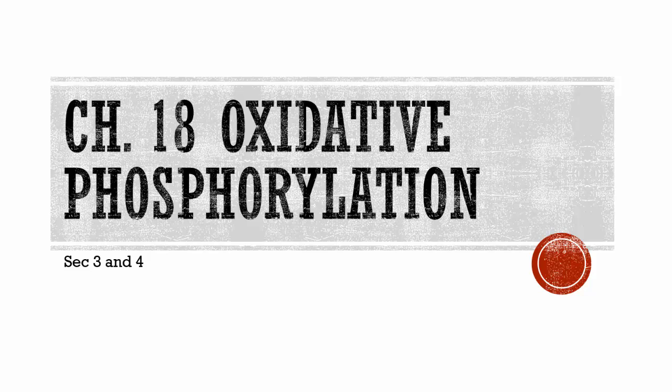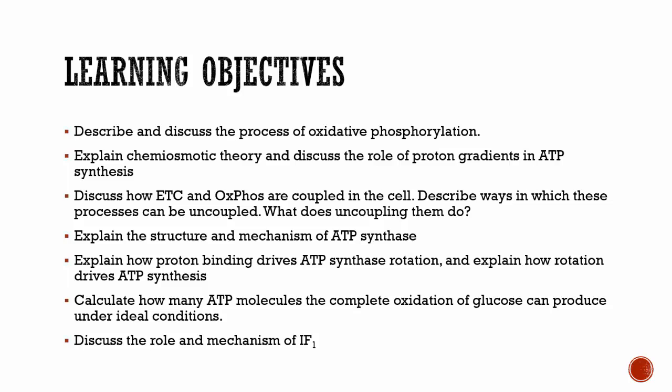In this video, we are focusing on how this flow of electrons is then coupled to oxidative phosphorylation utilizing the enzyme ATP synthase, and then how this whole process is regulated by the cell. After completing this unit, you should be able to meet these listed learning objectives.